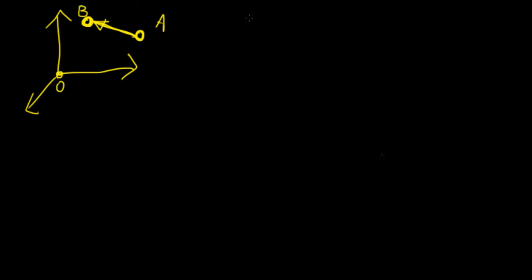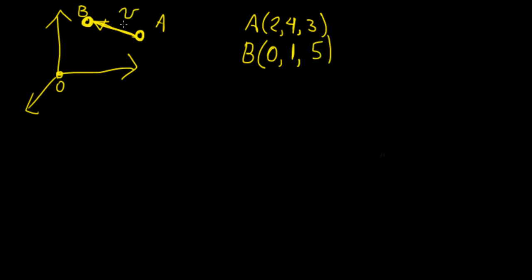And I'm going to give point A some coordinates. Let's say it has 2, 1, and then actually, for the purposes, let's make this 4, and let's make this something like 3. And then I'm going to give B some other coordinates. So let's say that's 0, 1, and then 5. Okay? So I want to find a vector that points from A to B.